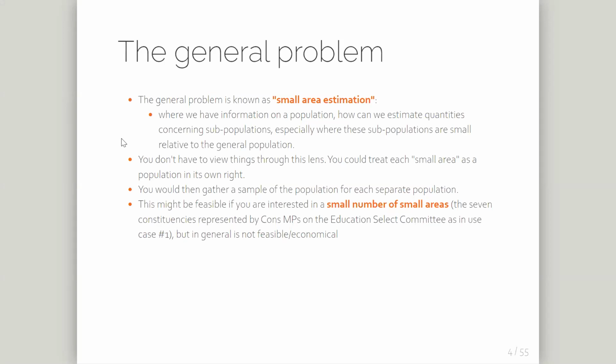It's a particular way of viewing the problem. You don't need to think about it in terms of population and subpopulation. You can just treat each unit, each small area, as a population in its own right. And if you're in that first use case that I discussed, if you're trying to use estimates of local opinion for lobbying, well, you could just treat each constituency as a separate population and poll in that population. But that's going to be pretty expensive and definitely not possible if you want to replicate that across several hundred constituencies.